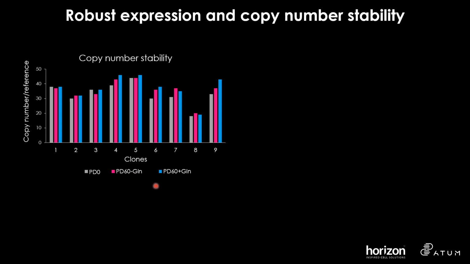In this experiment, we have 9 clones where we've looked at their stability for 60 days in the absence and the presence of glutamine, and compared the copy number at time 0 in gray with those other 2 conditions in the pink and the blue. And what you can see here is for all 9 clones, the copy number remained stable. We see an average copy number of about 25 to 30 copies per cell, but you can see ranging in the 20 to 40 range.